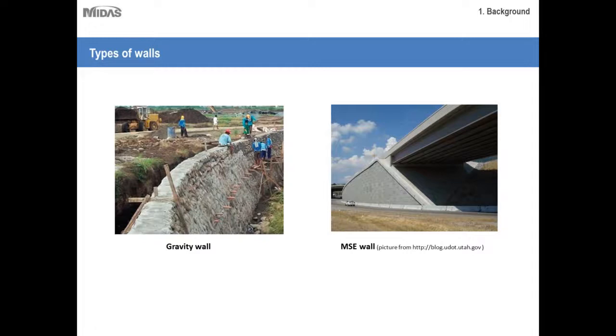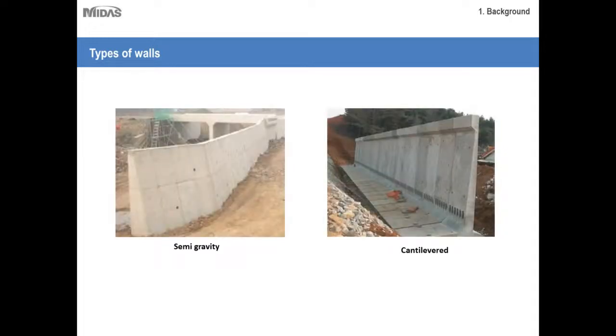On the right hand side we have MSE walls, which are also a type of gravity wall, but here you can see it has a clean, neat finish. Where you have to use a gravity wall in a commercial place and it affects the aesthetic environment of the place, you generally go for MSE walls over the conventional gravity wall.